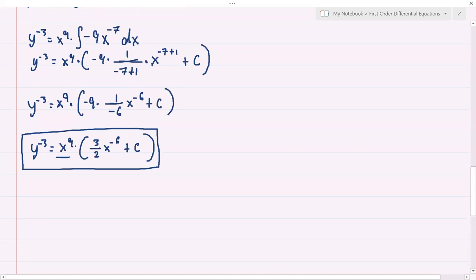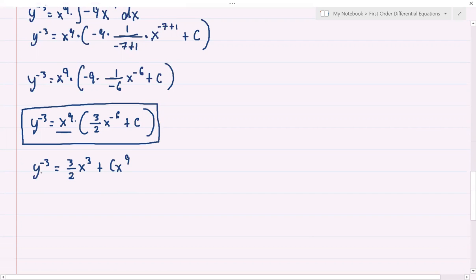You can distribute x raised to 9 to this expression. So we will have y raised to negative 3 equals 3 halves times x raised to 3, because multiplying x raised to 9 and x raised to negative 6, the result would be x raised to 3, plus c times x raised to 9. So this is also considerable.